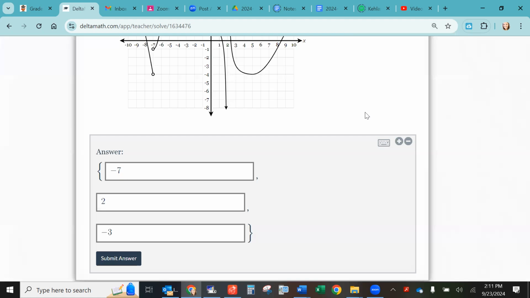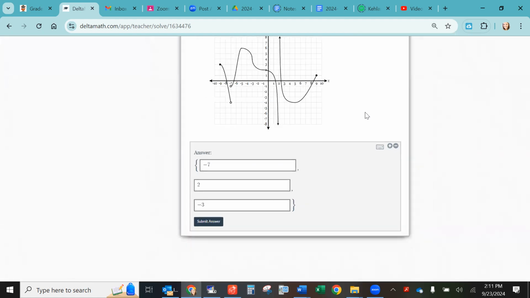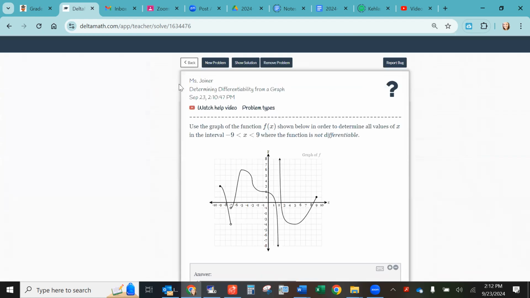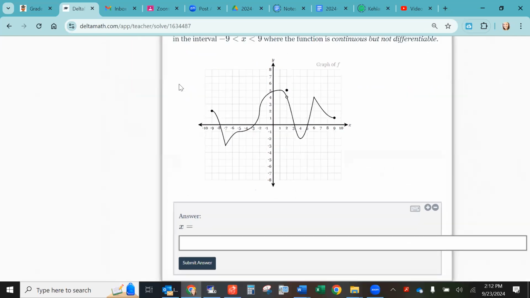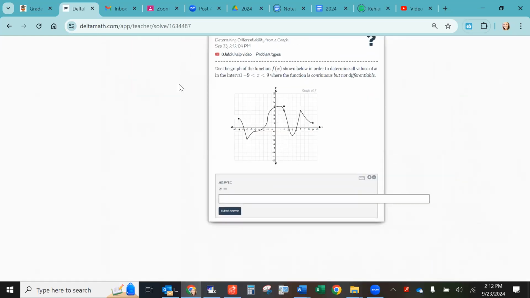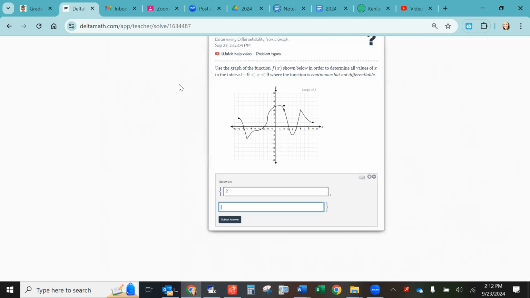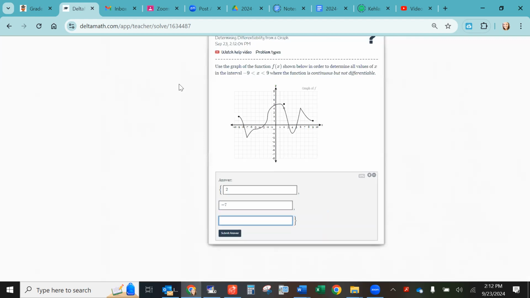Okay, go to the next question. Type in your answer, but don't push submit. Okay, for question number 2. So this one was -7, 2, and -3. Okay, for the next question, where does this one have breaks in the graph? Okay, 2, where else? What other non-differentiable spots? -7 is a cusp, where else? -2 is a vertical tangent. Anywhere else? 6. Very good.